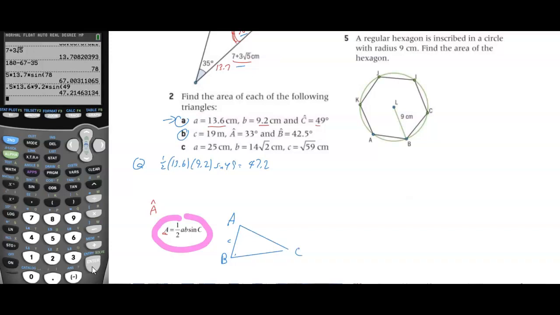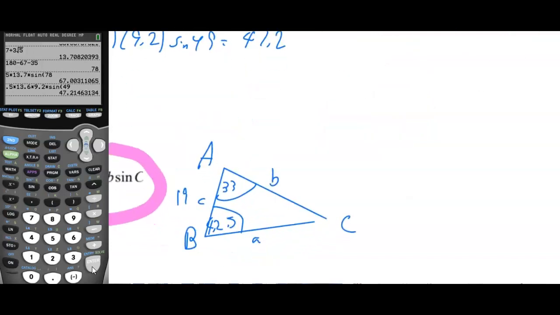Okay. Angle B is 42.5. Angle A is 33. And side C is 19. So this will be little a and this is little b. And so we would like to have a side angle pair, or we'd like to have 2 sides and an included angle. And we only have one side.